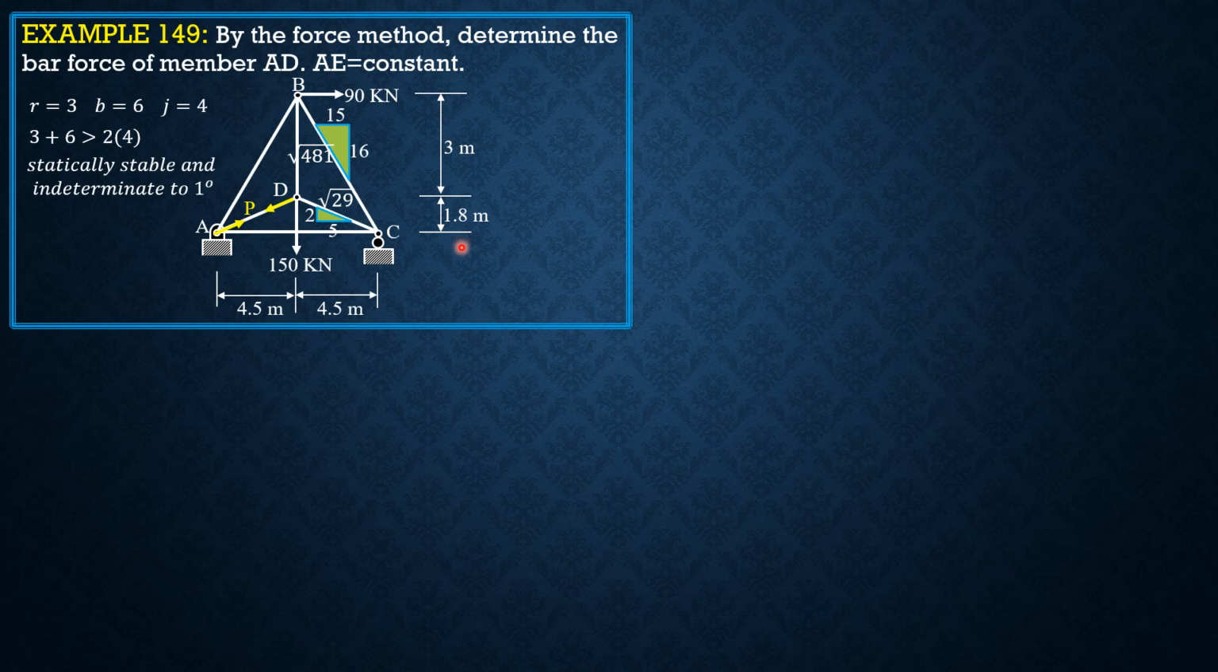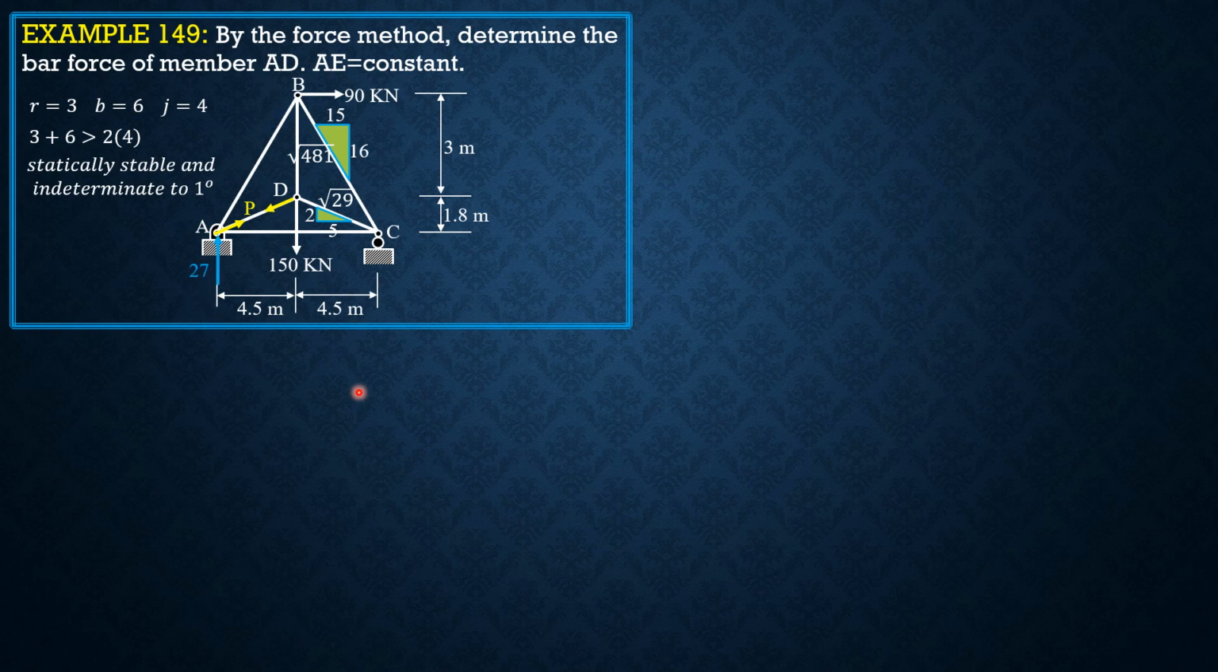So vertical 4.8, horizontal 4.5, so the common factor is 0.3. So 4.5 divided by 0.3 is 15. 4.8 divided by 0.3 is 16. So 15 horizontal, 16 vertical, then square root of 15 squared plus 16 squared, so square root of 481.